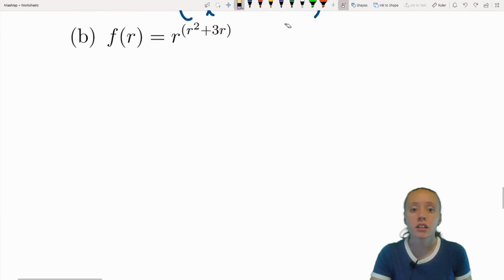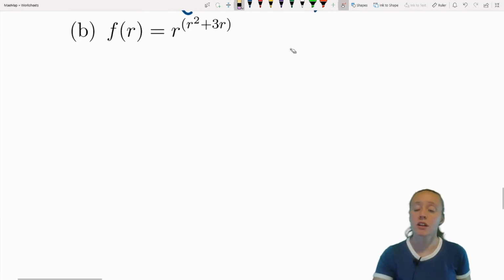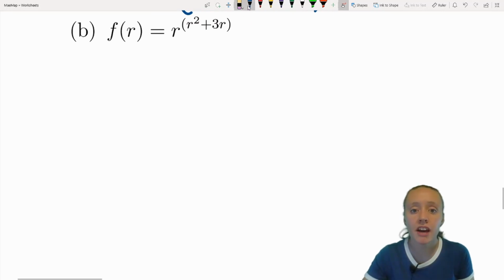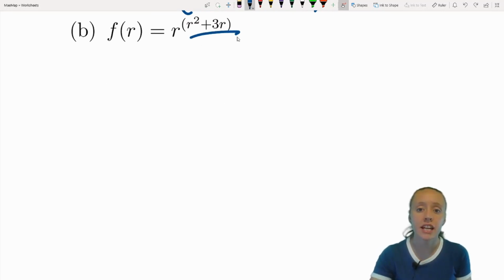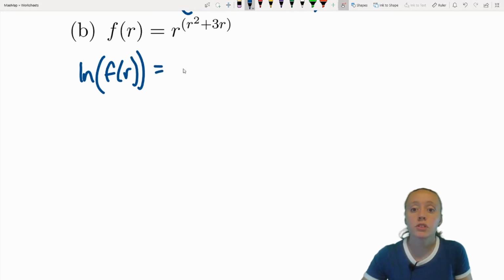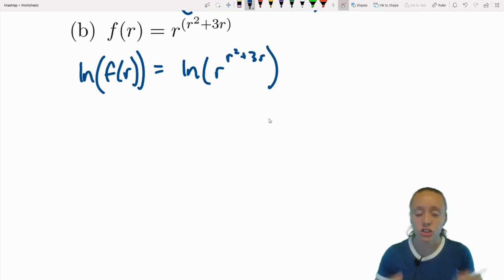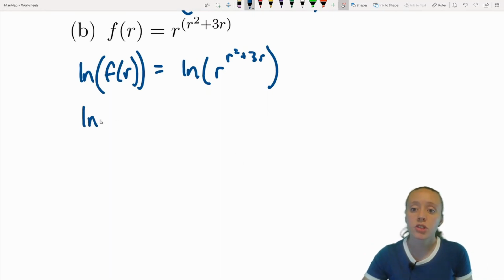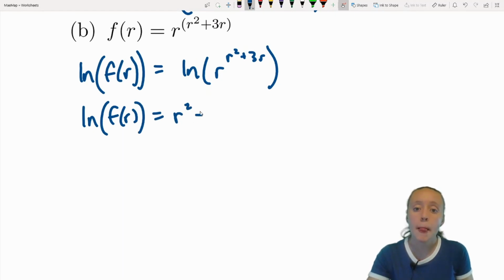In part B, I switch up my variable to be r, but the same rules still apply. When we take the derivative f prime of r, we need to somehow get that exponent out of there. And how we do that, we take the ln of both sides. So I'm going to have the ln of f of r is going to be equal to the ln of r to the r squared plus 3r. Now that I've taken the ln of that, let's go ahead and simplify it down before we begin the derivative. So we have the ln of f of r is going to be equal to r squared plus 3r, that is all multiplied by the ln of r.